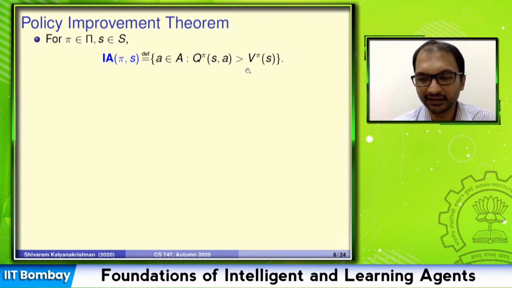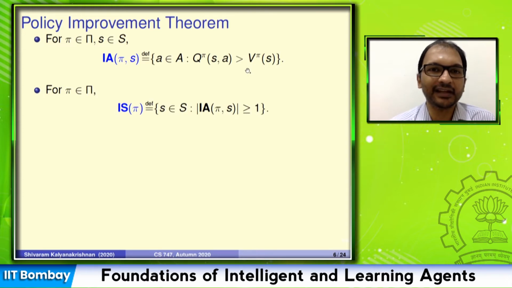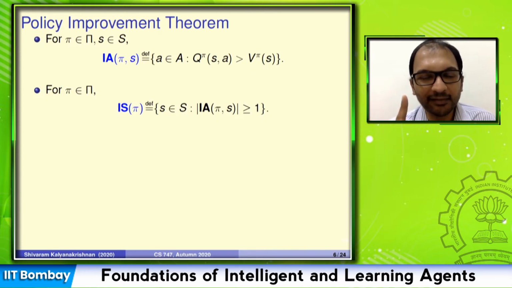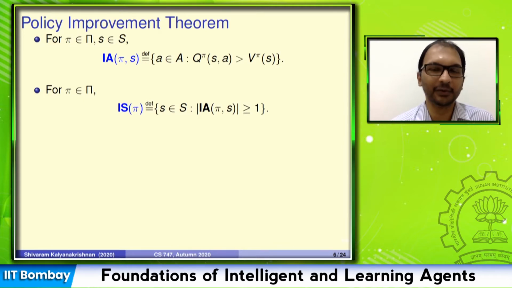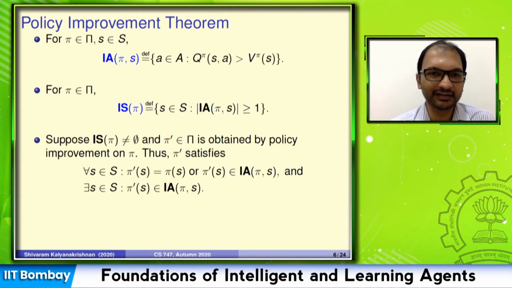Note the strict greater than. And states that have at least one improving action are called improvable states. So the set of all improvable states, let's just define that as is of pi. So pi has a set of improvable states. Every improvable state will have at least one improving action, maybe more improving actions. States which are not improvable will not have any improving actions. So this is what we defined on the previous slide.